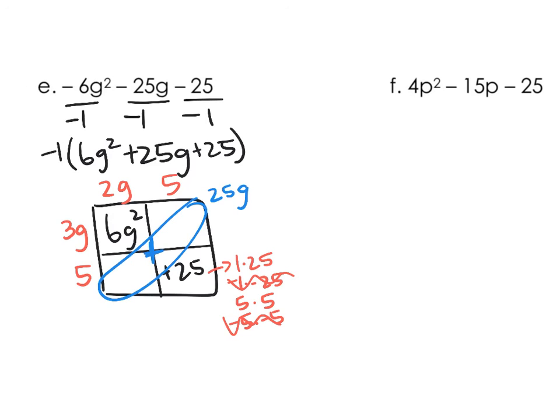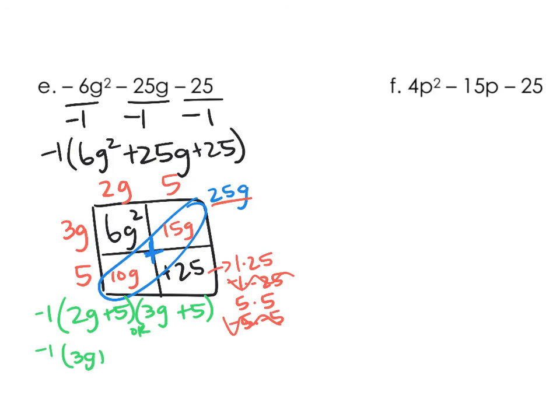5 times 3g would be 15g, and 5 times 2g would be 10g. Oh, that does add to be 25g. So my answer, I have to put that negative 1 out front. I got a 2g plus 5 and a 3g plus 5. Or you could always switch it around and put the 3g plus 5 first and the 2g plus 5 second.